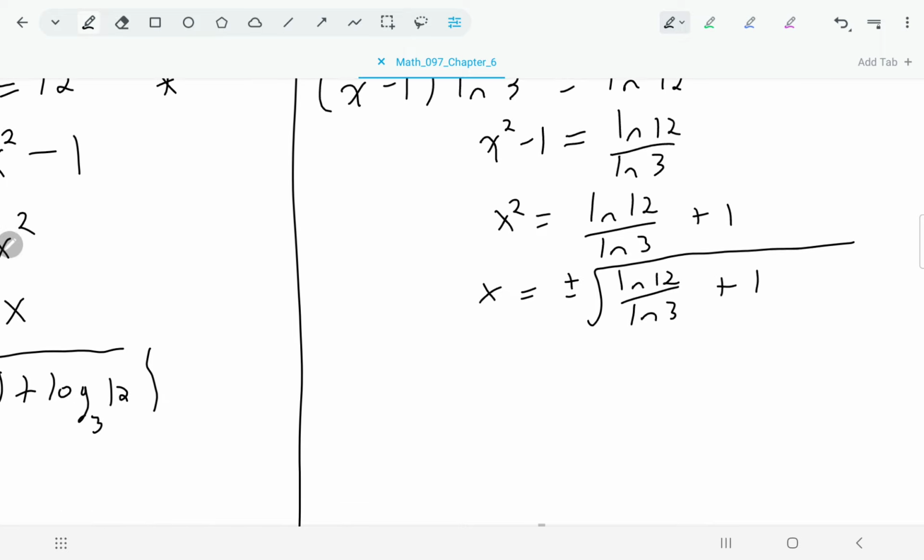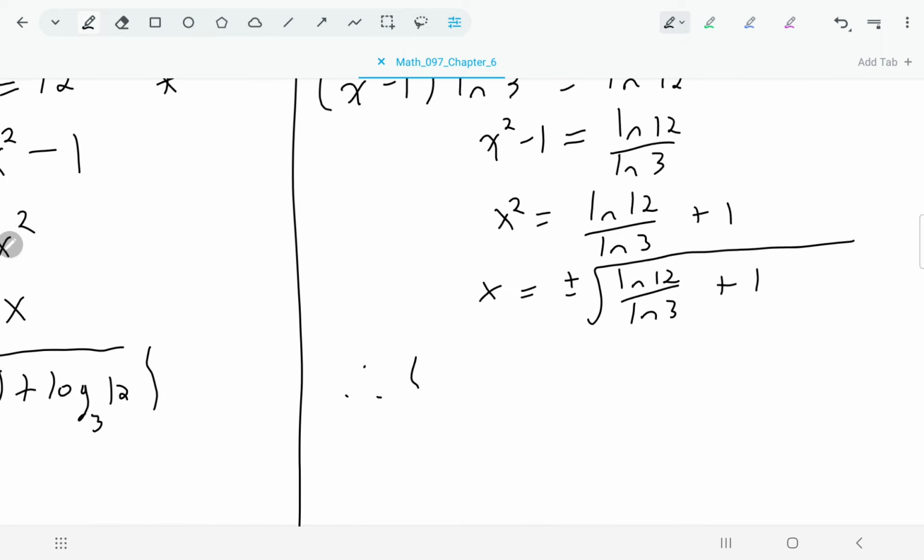And so for my solution set, I've got two different solutions. One of them is the positive root of natural log 12 over natural log 3 plus 1. And the other is the negative of that root.